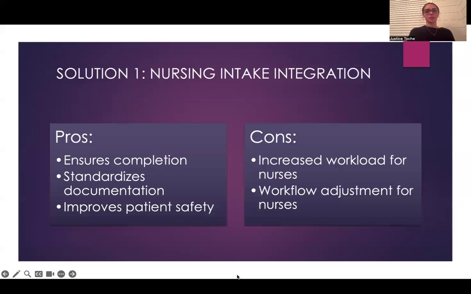Implementing the fall risk screening in the nursing intake section would ensure the completion of tasks and standardized documentation, ensuring that the data is reliable. Hard stops incorporated into this implementation would ensure that the screening is not missed and will improve patient safety to reduce risk of falls. However, some staff may be more resistant to the implementation due to workflow disruptions, adjustments, and increased workload for the nurses.